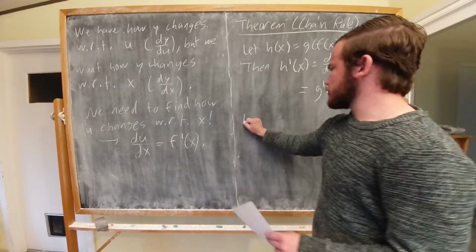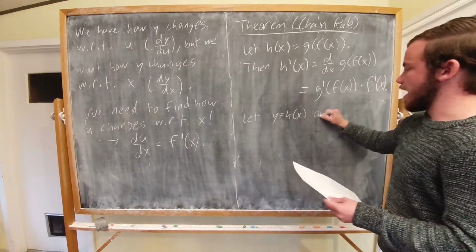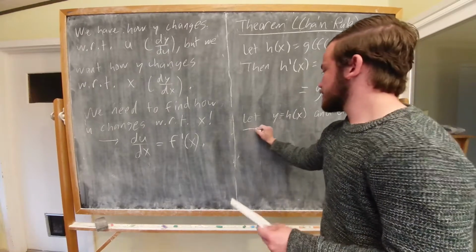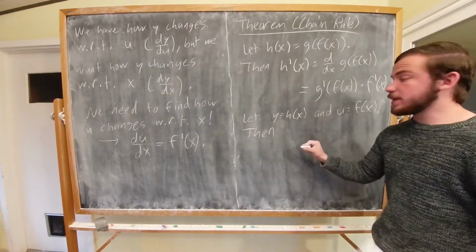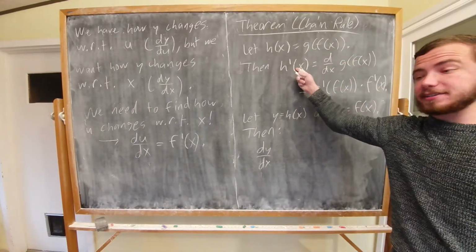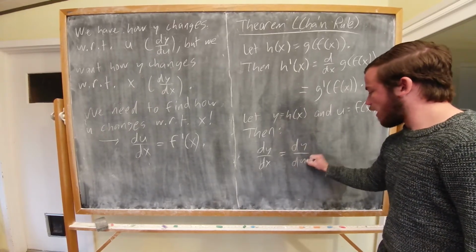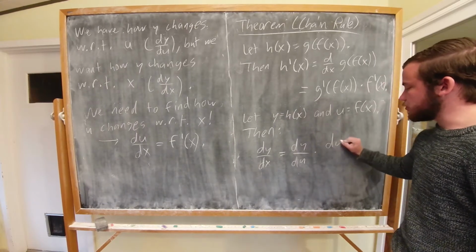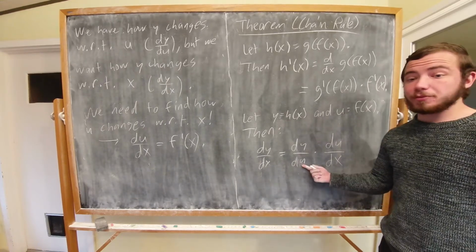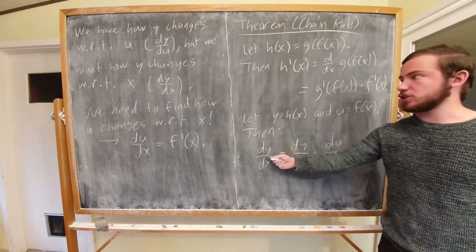Or in other words, let's do that same substitution as before. Let y equal h of x and u equal f of x. Then if we rephrase it, we get dy dx, so h prime of x, is equal to dy du times du dx. Change of y with respect to u times the change of u with respect to x gives you how y is changing with respect to x.